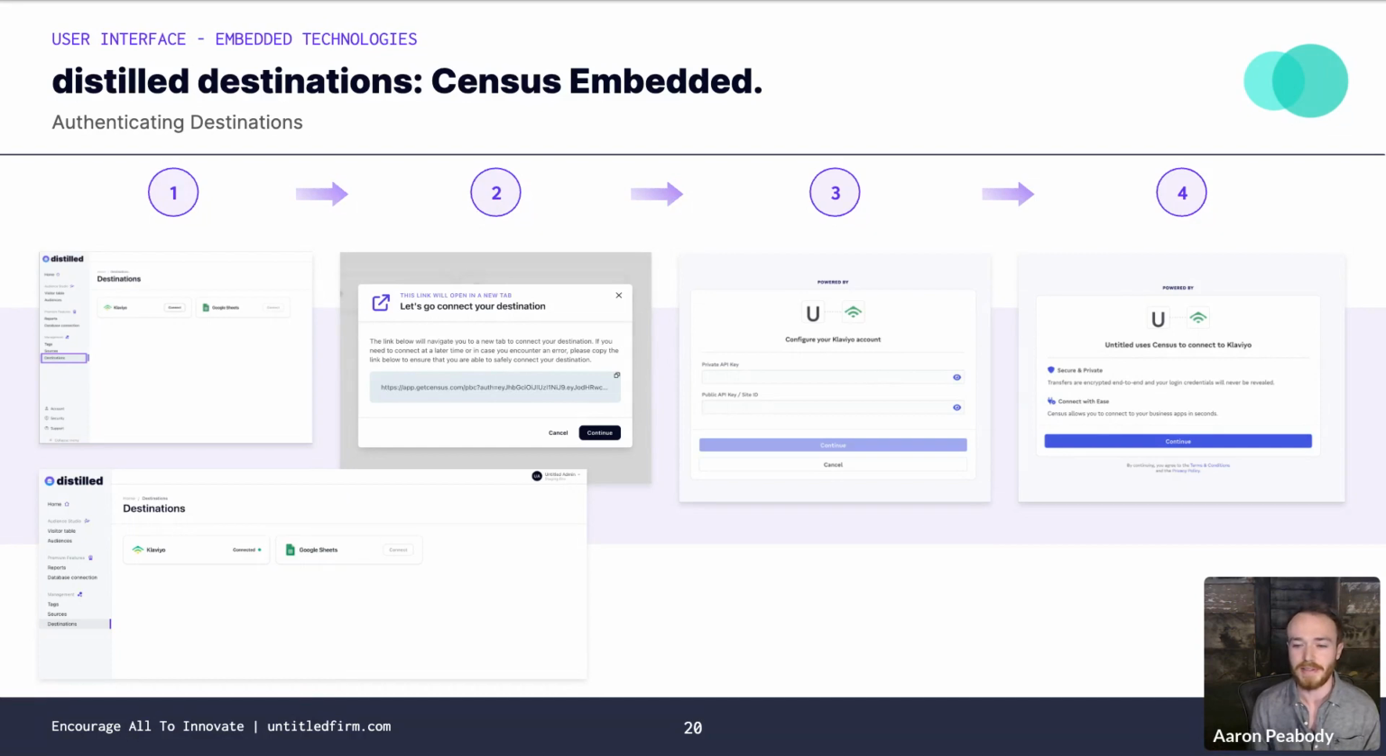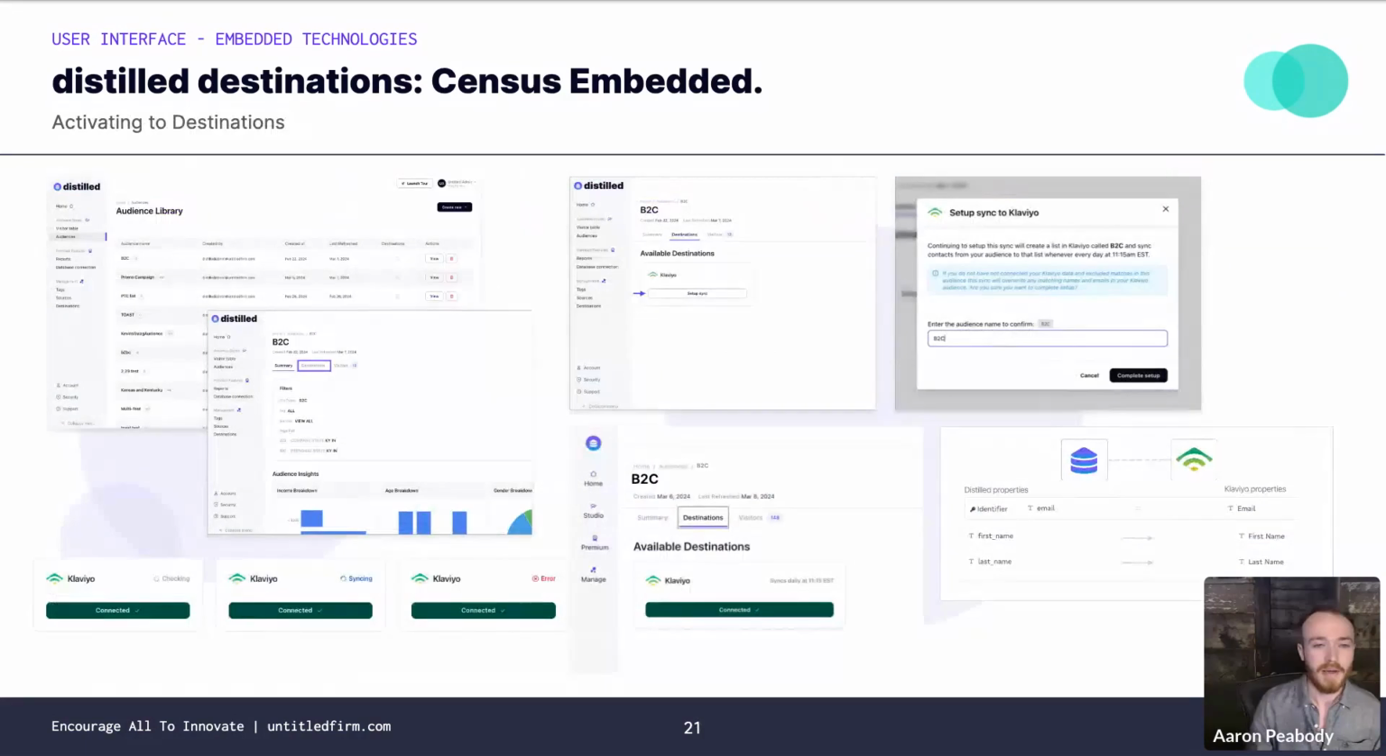We have a shared Slack channel with both groups, and whenever we have a problem, we're 10 minutes away from getting an answer, which is really, really nice. So this is the other side of Census Embedded.